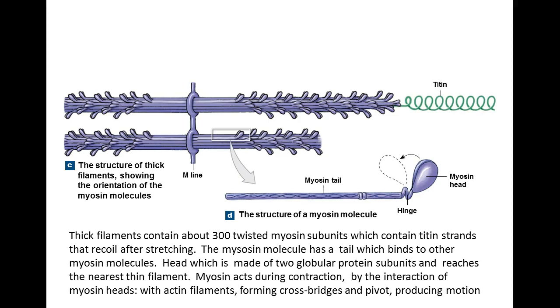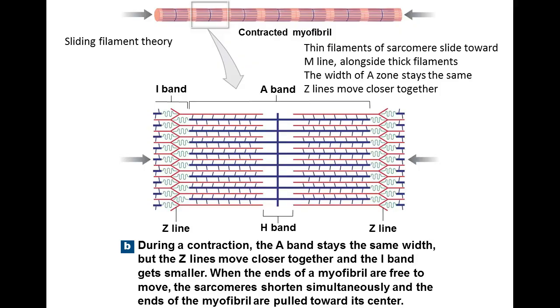And the image here is showing how that pivoting goes on. If you have the head of the myosin attached to the thin filament and then it pivots, it causes the thin filament to move closer to the M line but not in the M line. We call this attachment of the thick filament to the thin filament a cross bridge, and that cross bridge causes the movement, causes pivoting, and produces motion.